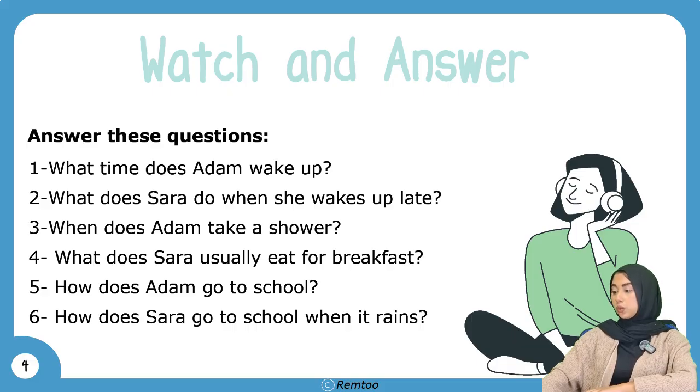All right. 4, what does Sarah usually eat for breakfast? Yes, she likes eating toast and eggs. Good, good. And 5, how does Adam go to school? Yes, by bus. Good job. And question 6 and the last one, how does Sarah go to school when it rains? Yes, also by bus.